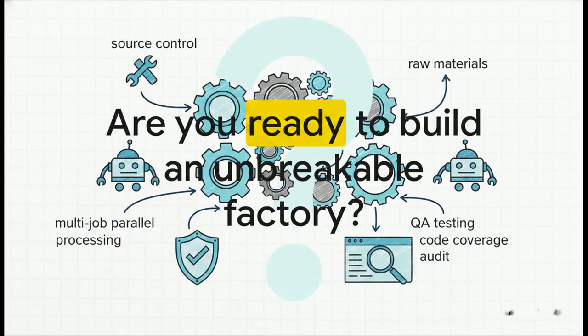And there you have it, the whole shebang. We've securely connected our raw materials via source control, trained up our agent workers, scaled the factory floor with multi-job parallel processing, implemented a rock-solid QA testing strategy, and audited the entire thing with code coverage. You now have the complete blueprint for an AZ-400 pipeline strategy. The only question left is, are you ready to take these concepts and build your very own unbreakable software factory?